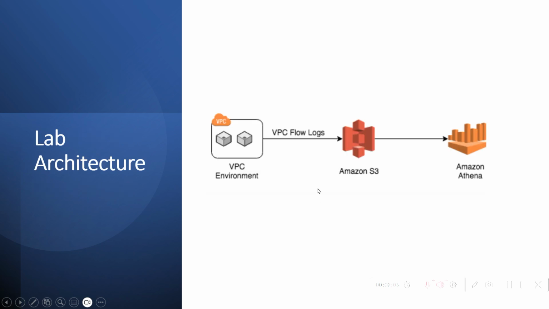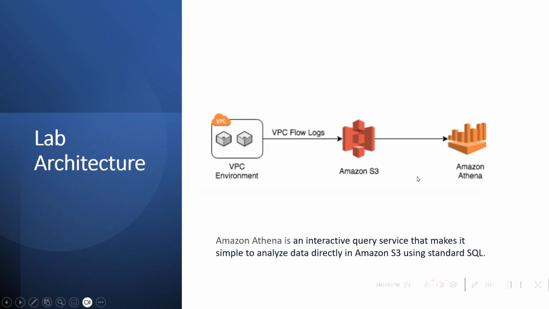And what will be the architecture of our lab today? So we will be having one VPC environment. We will be storing the VPC flow logs in the Amazon S3 bucket, and then we'll use Amazon Athena to analyze the VPC flow logs. Amazon Athena is an interactive query service that makes it simple to analyze data directly in Amazon S3 using standard SQL. So let's jump into our lab for today.